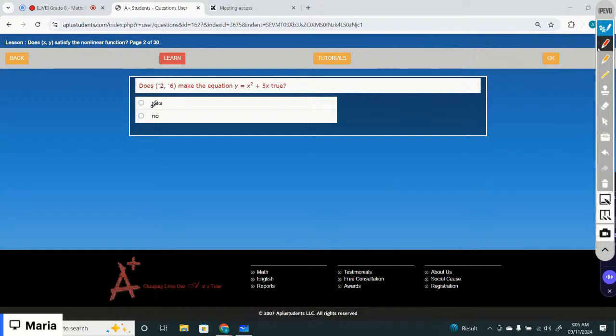Does -2, -6 make the equation y equals x squared plus 5x true? So let's just see. X is -2, y is -6, right? Replace the variables with a value. Y is -6, x is -2 square plus 5 times -2, right? -6 equals -2 square is 4 and 5 times -2 is -10. So 4 minus 10 is -6. So both sides are exactly equal. Yes, that means the point -2, -6 makes the equation true.